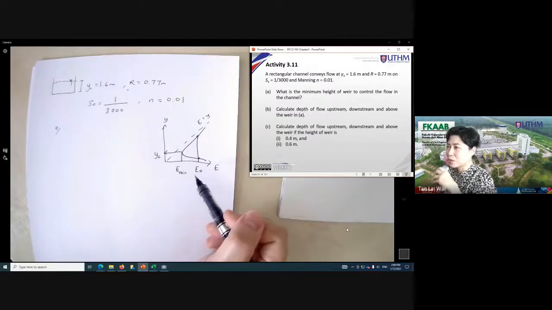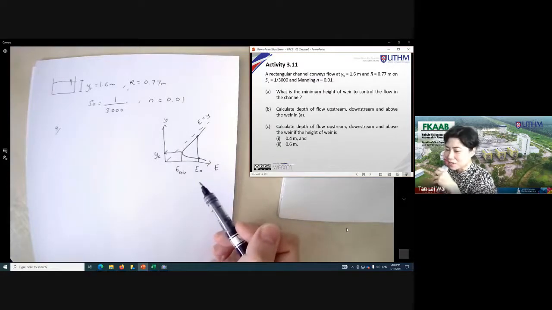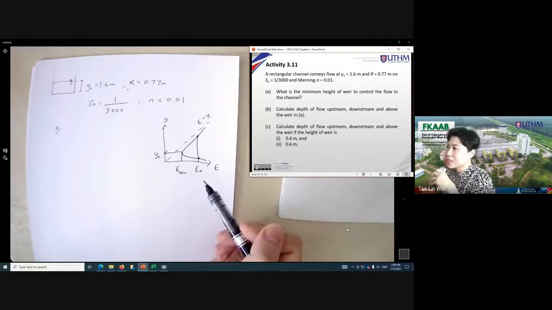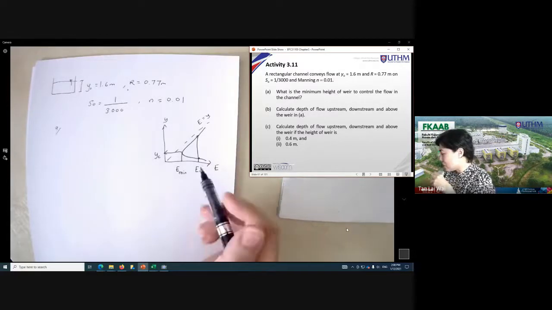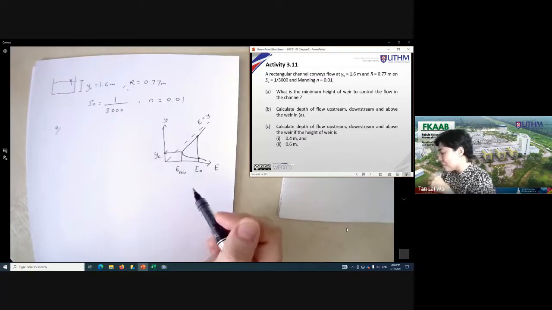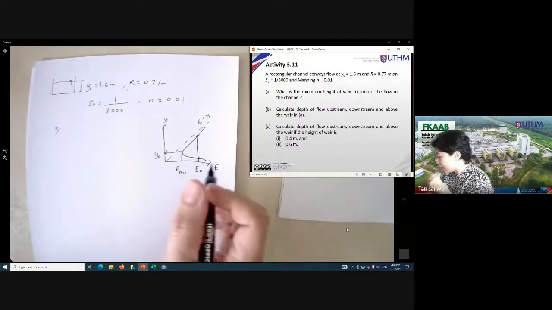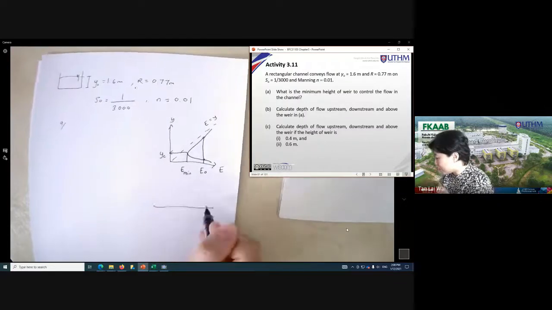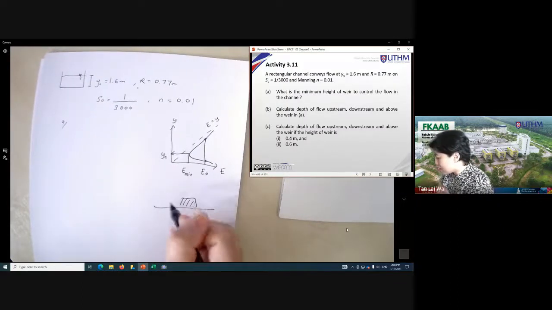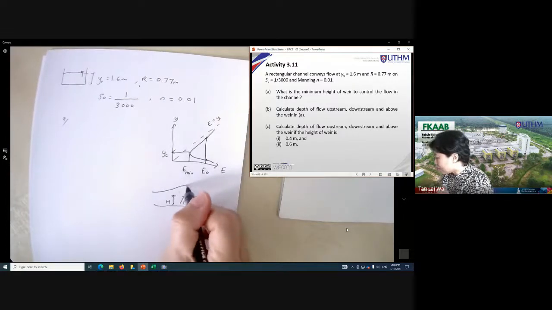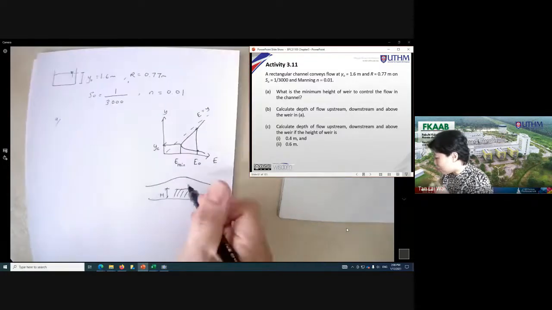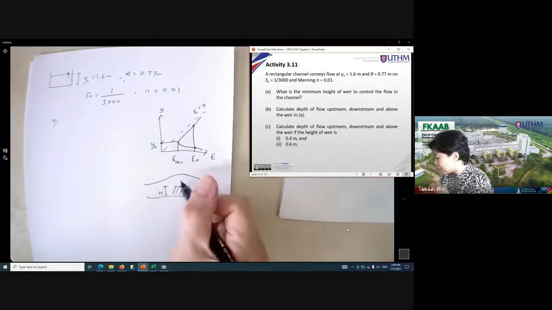and case 2. Typically, if there's no energy loss and the energy is conserved, the total of specific energy or total of energy remains the same. So E min plus H, if you can draw the diagram, if you still remember, this is H. I don't know what case it is, so I'll just draw a supercritical condition.